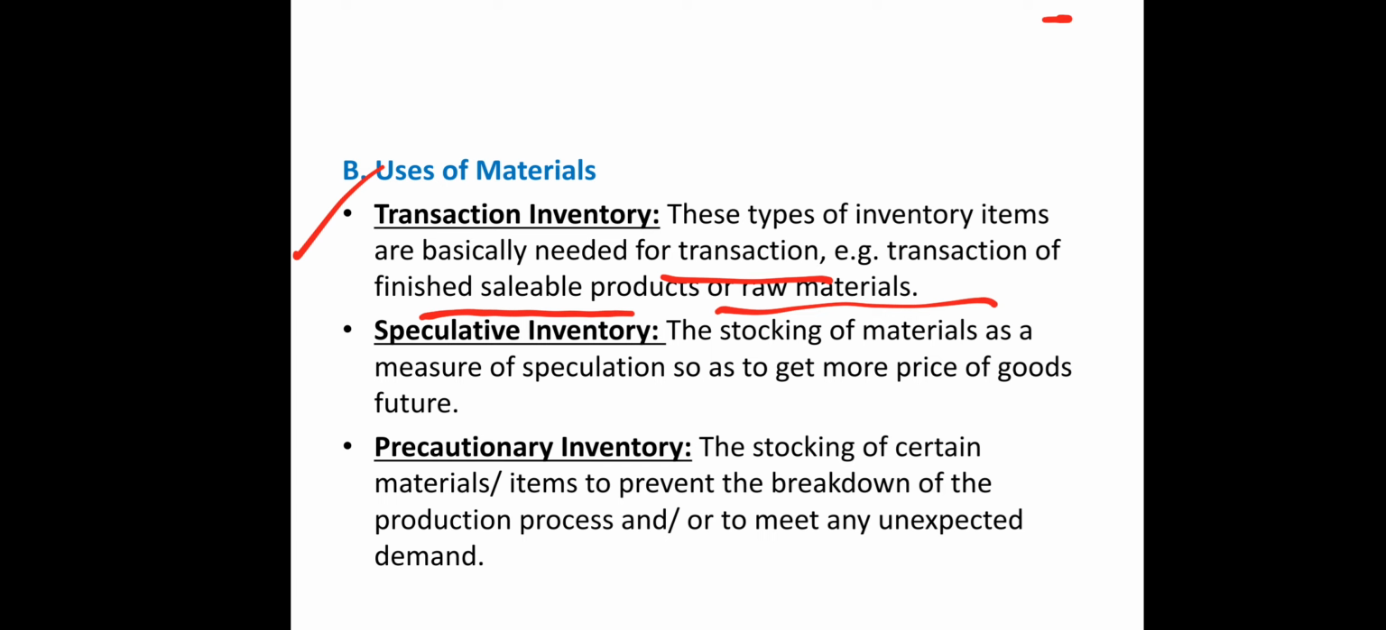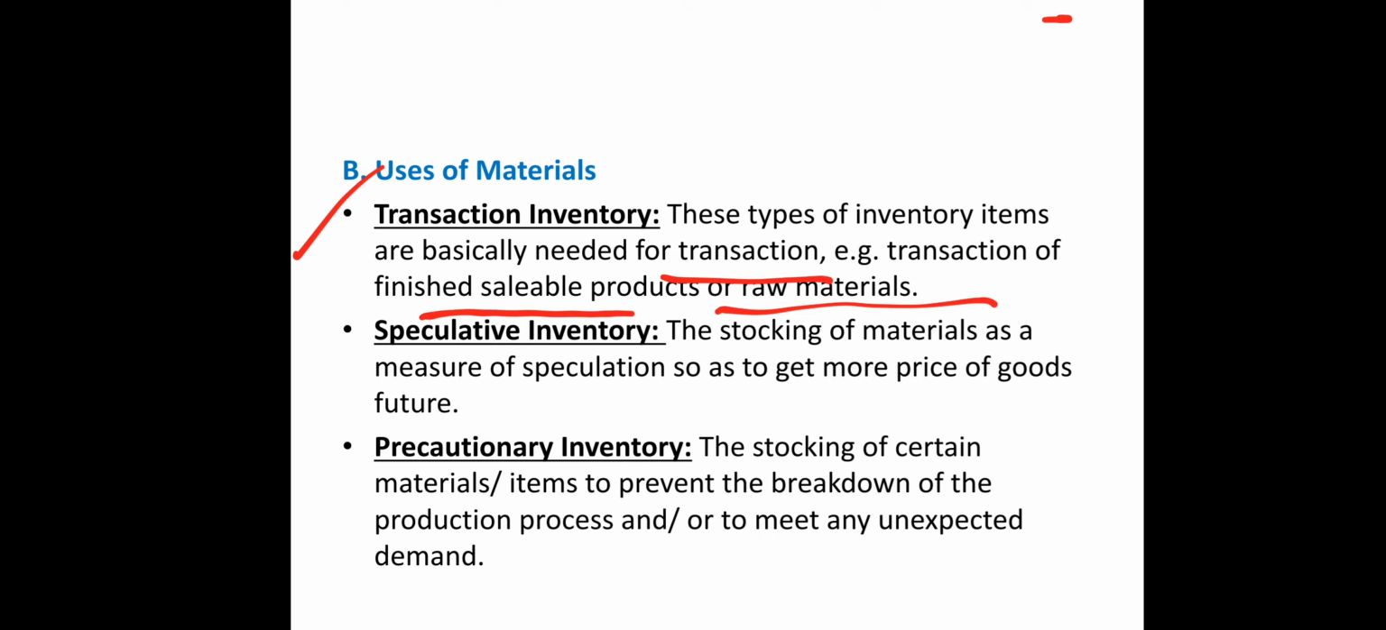Then speculative inventory, which is stocking of material as a measure of speculation so as to get a higher price for the goods. As I told in previous slides, speculative inventory means inventory that is procured and stored with the sense that in the future they will get extra profit by selling that product. That's why it is speculative inventory. Normally speculative inventory is held by traders. They maintain it, and when they find a rise in price, they dispatch that material for sale.